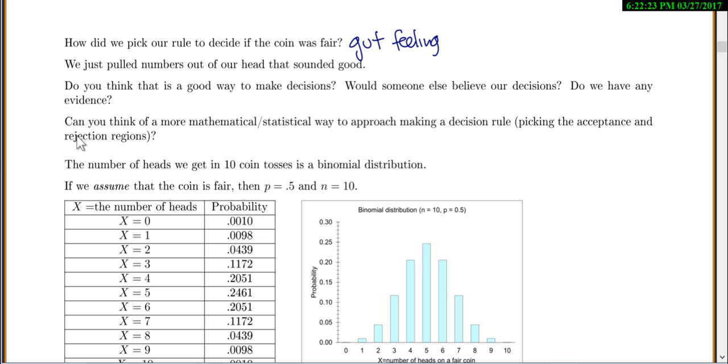So let's look at what we know statistically. The number of heads we get in 10 coin tosses is a binomial distribution. Remember anything about the binomial distribution? Okay, now if we assume that the coin is fair, the key word here is assume, because we always assume the null hypothesis is true.